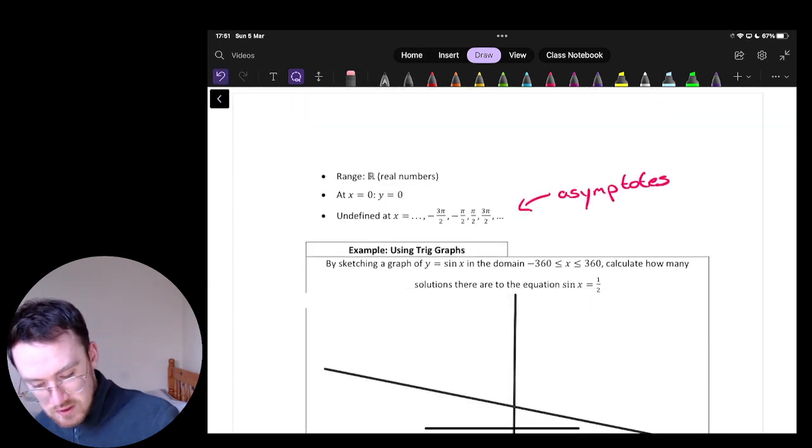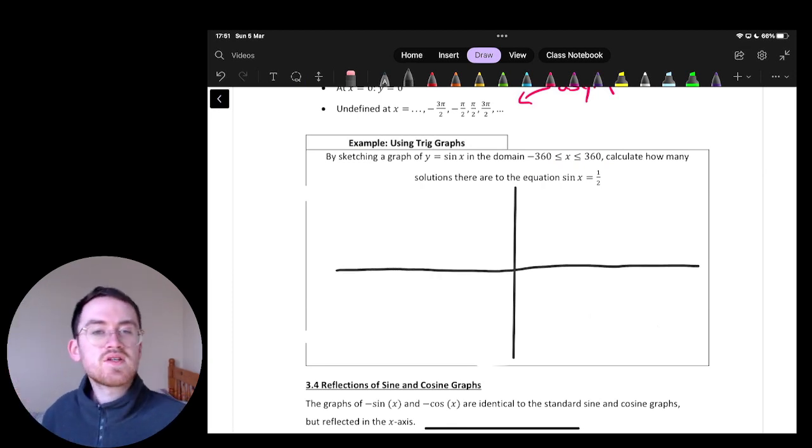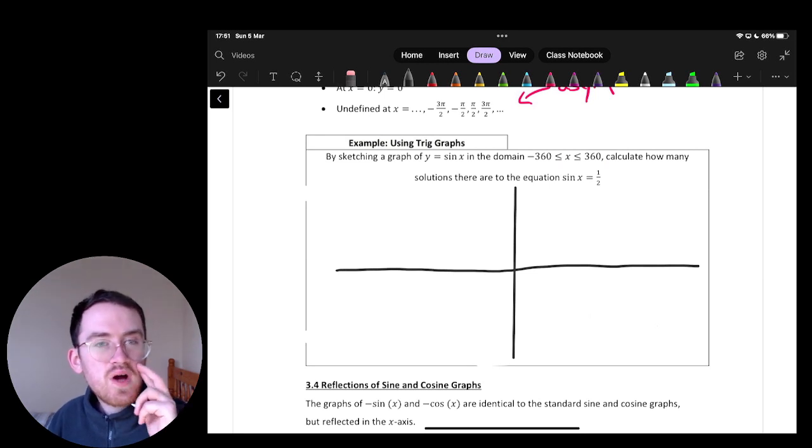Okay, I think we're gonna have to forget about that one. So we're just gonna have to draw it across and say nothing. Okay, so let's have a look. So our sine graph. So how we're gonna sketch it?